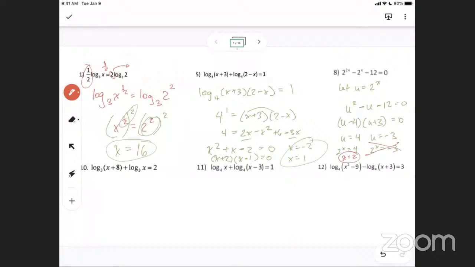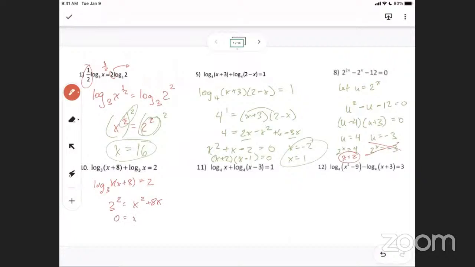All right, next question. So again, you said it before. What do I do when I have a log, when I'm adding 2 logs with the same base? What can I do with them? Multiply. Good. So log base 3 of x plus 8 times x equals 2. And now use that same property I was talking about before. 3 to the 2 equals this. So 3 squared equals x times x plus 8. I'll just go ahead and write x squared plus 8x. That's okay with you. X squared plus 8x.